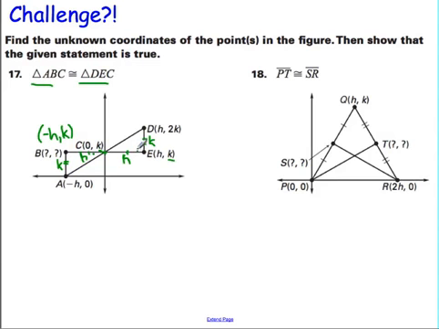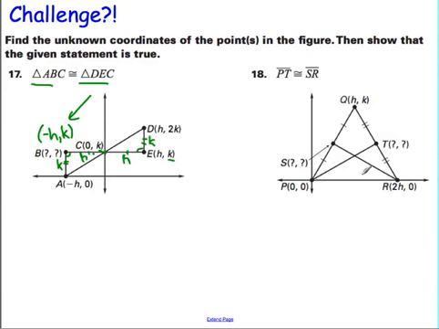Otherwise, I could probably say this is a 90-degree angle, this is a 90-degree angle, so I would have side, angle, side to actually prove that these statements are true. What I'm really focusing on is, can you find that coordinate? Number 18 is a little bit more challenging just because we'll work with some fractions.